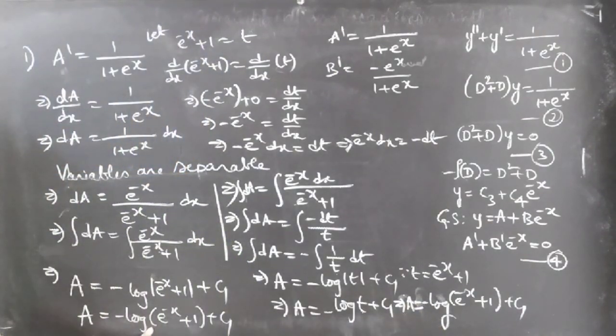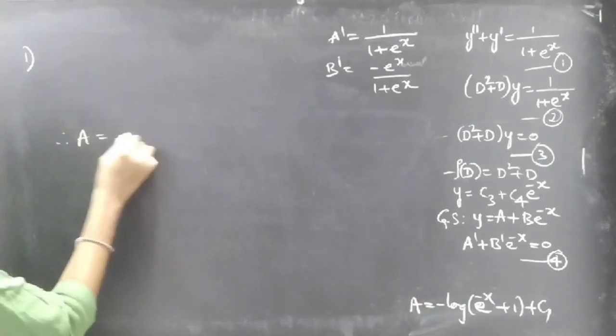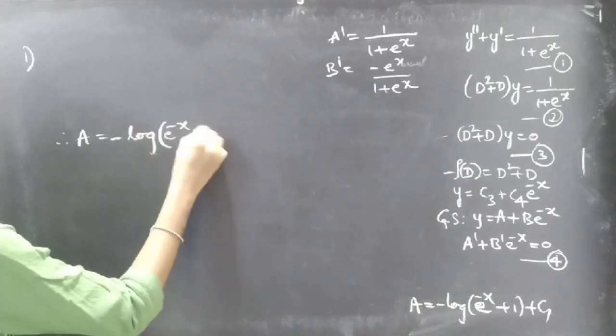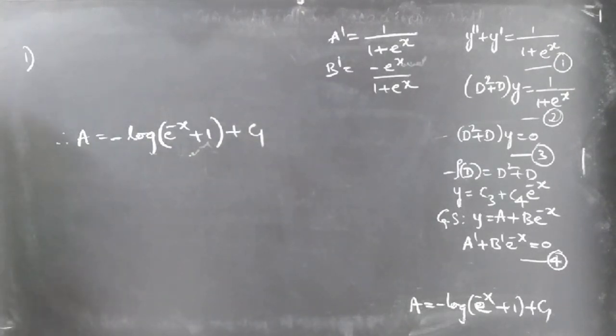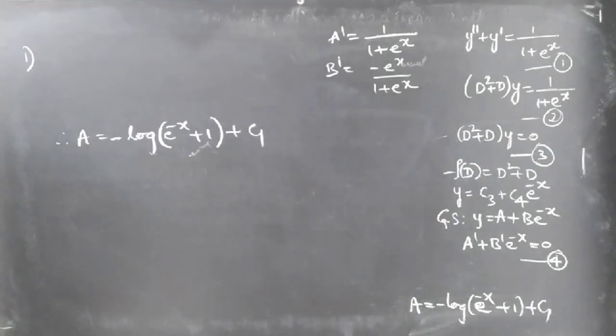Okay, you'll get the same thing. Therefore, a equals minus log of e power minus x plus 1, plus c1. Now we got a. Let's now find b using b dash. Using b dash we'll find b.